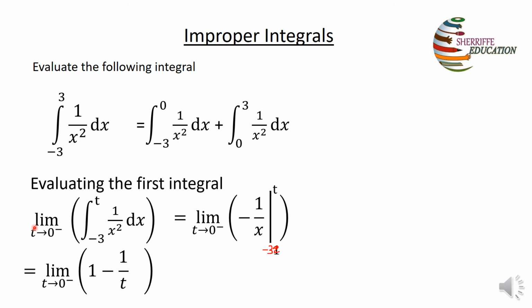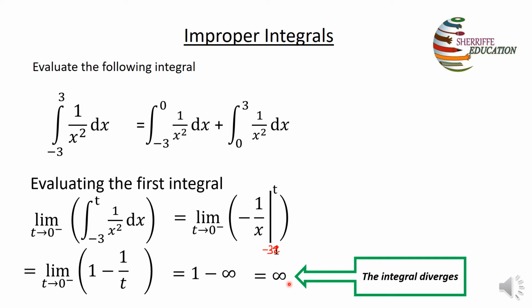Now substituting the boundaries, we have the limit as t tends to 0 from the left of 1 minus 1 divided by t. Applying our limit, substituting t as 0, we have 1 minus 1 divided by 0. 1 divided by 0 will give us infinity. So we have 1 minus infinity, and that is undefined, so the integral diverges. I think this should actually be negative infinity. So it's 1 minus infinity, which is negative infinity.